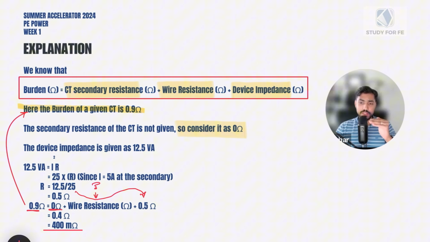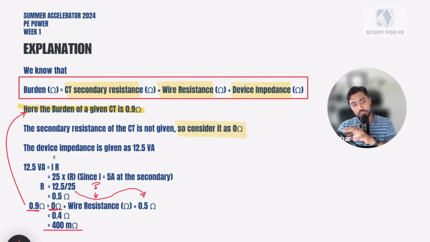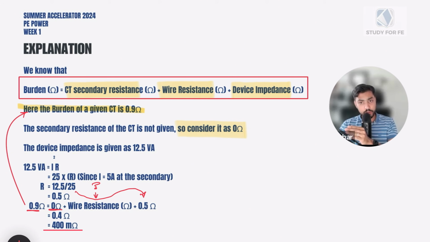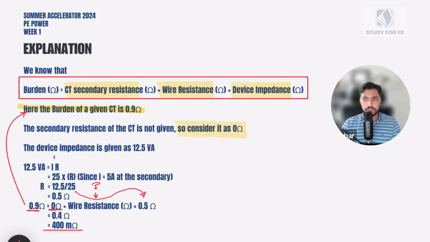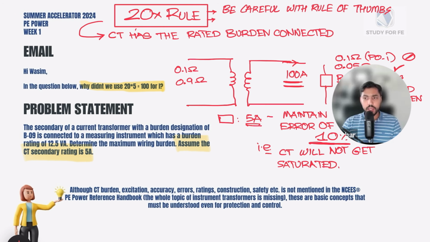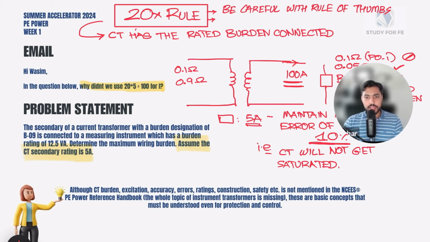If you operate a given CT at different taps, then the maximum voltage that is allowed on the secondary, and maximum voltage is a function of the current that is pumping through the secondary of the CT, will scale accordingly. Clear? Okay.